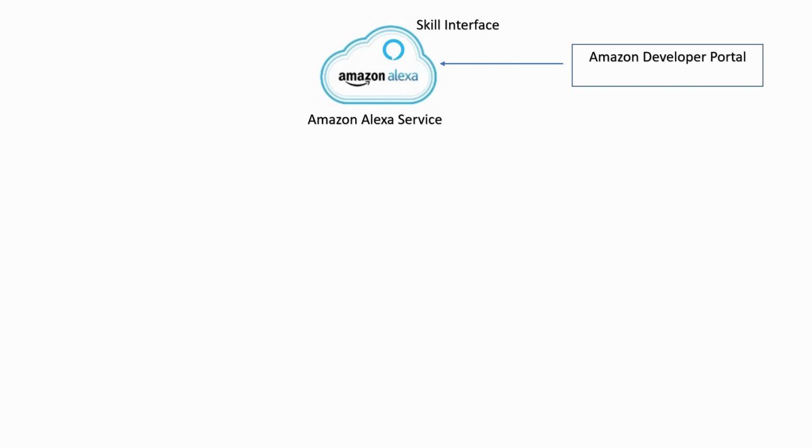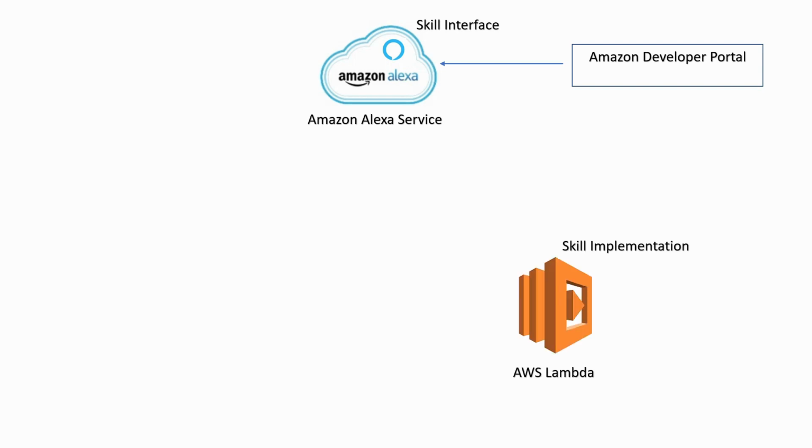So first, let me explain what I am going to do in this video. First, I will go to the Amazon developer portal and create a skill. As soon as I create a skill, it gets deployed to the Amazon Alexa service, and that will act as an interface for our skill. The implementation for our skill needs to be provided separately. So for that we are using AWS Lambda here.